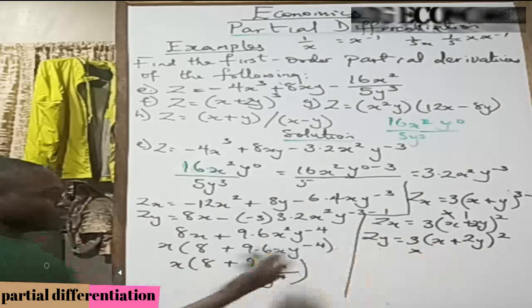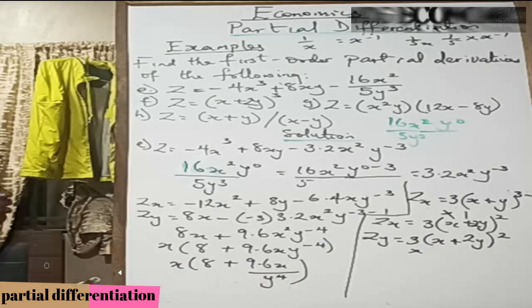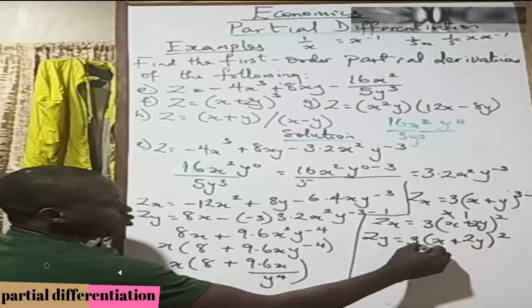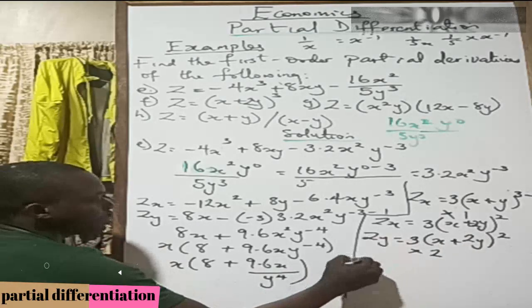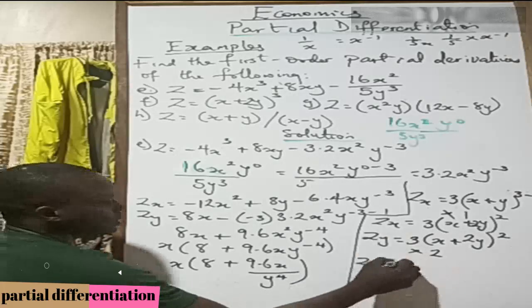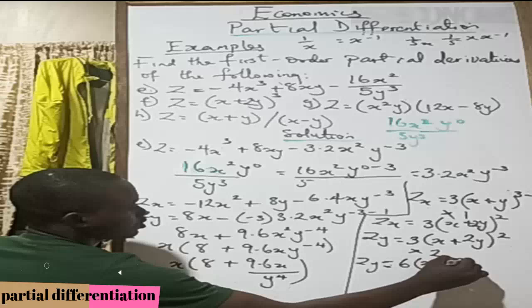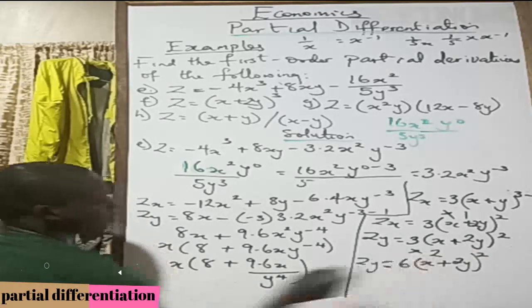So you don't come here, you have no business with it because y is not there. So when you differentiate what has y in the bracket, it is this 2y. So 2y will become 2. So zy equals 3 times 2 is 6, 6 into brackets x plus 2y squared.